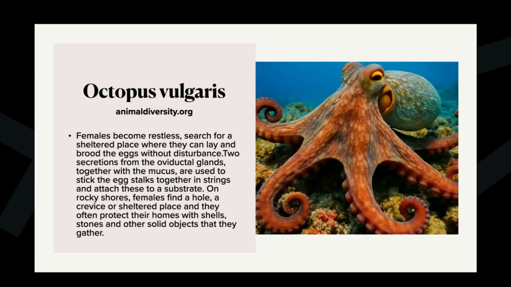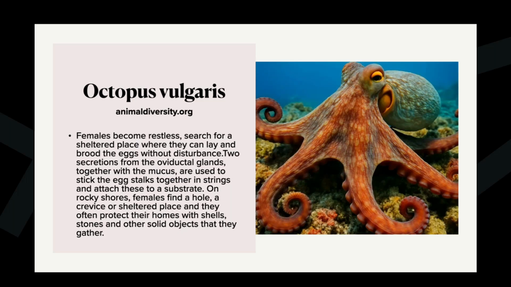Looking specifically at Octopus vulgaris, which happens to be the kingpin, the king of the octopus family in homeopathy. And this is from animaldiversity.org. This is about when they go to lay their eggs. They become restless. They search for a sheltered place without disturbance. And they talk about secretions from the oviductal glands together with the mucus. Now, both of these people talked about secretions and mucus, and I'm sorry I didn't say more about that, but they definitely talked about how this looked, what the HS looks like.